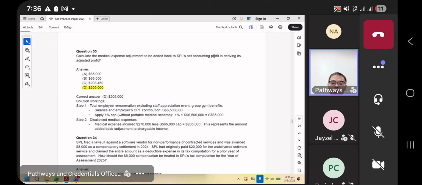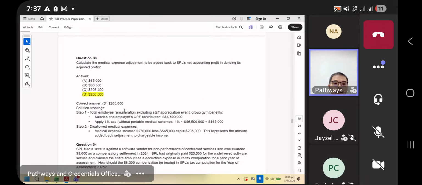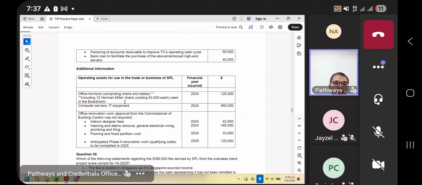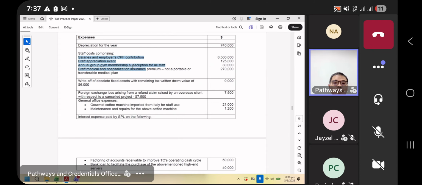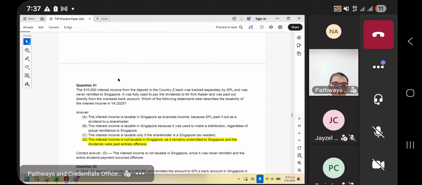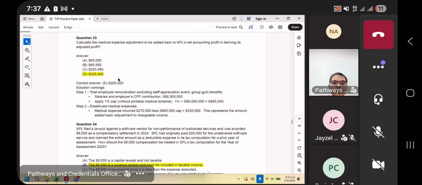I would recommend that you go to the IRAS website, Google search for the definition of employee remuneration and also the definition of medical expenses. So in this situation, we know that the employee remuneration, this part, is the total employee cost. Out of this total employee cost, what is considered as remuneration? Over here you can see employee staff appreciation event.